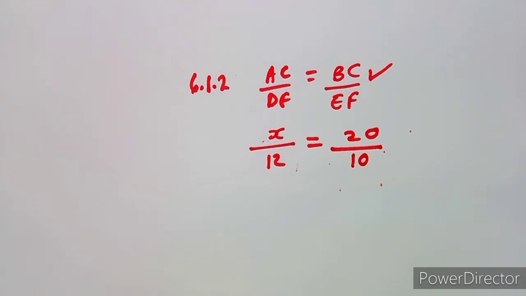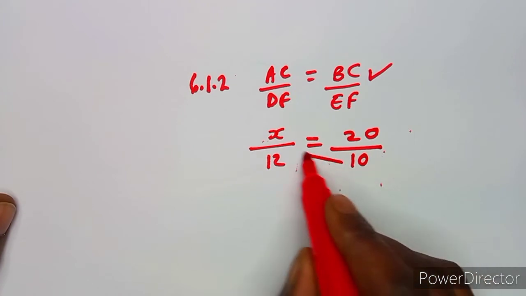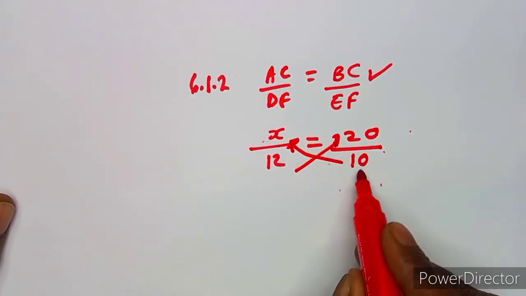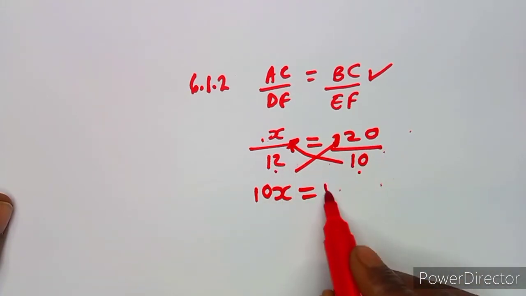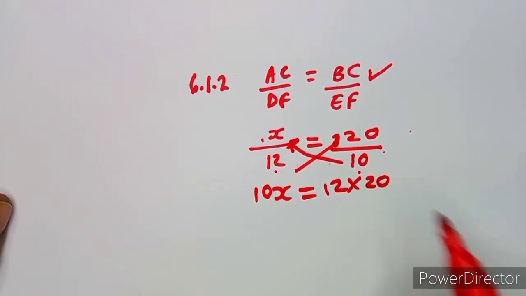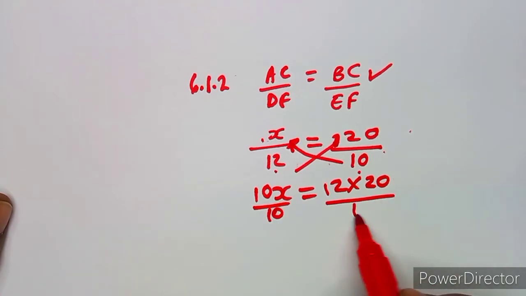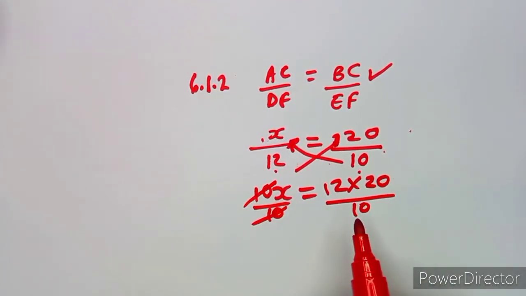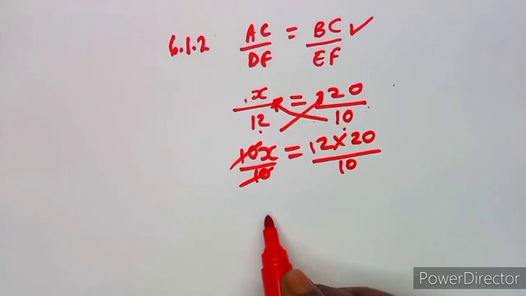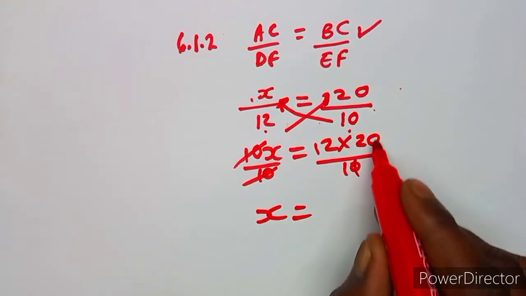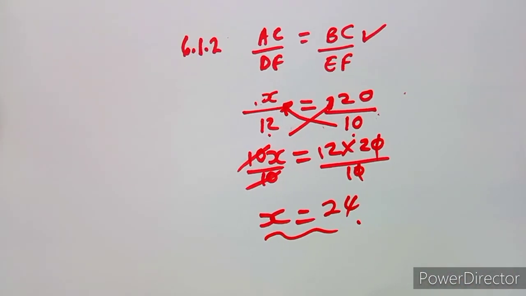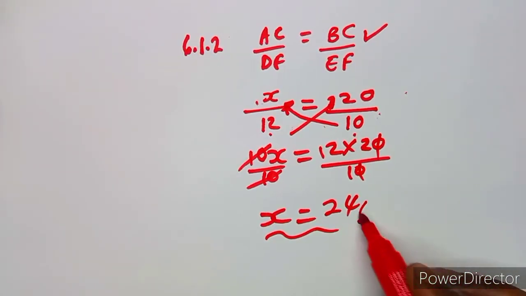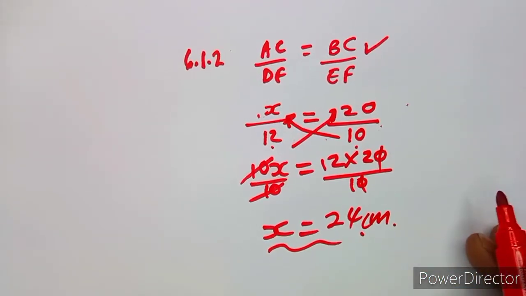We can actually find the value of x there. We can actually cross multiply and so forth. So cross multiply, that's 10 times x, which is 10x, is 12 times 20. Just multiply 12 times 20 like that. Then you can divide by 10 on both sides. So that means our x can be equal to 24, if I'm not mistaken there. That is going to be the value of x, and it's a distance, so it's actually in centimeters.